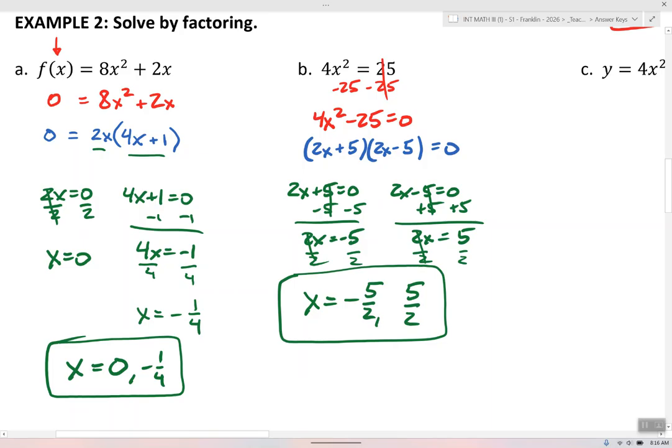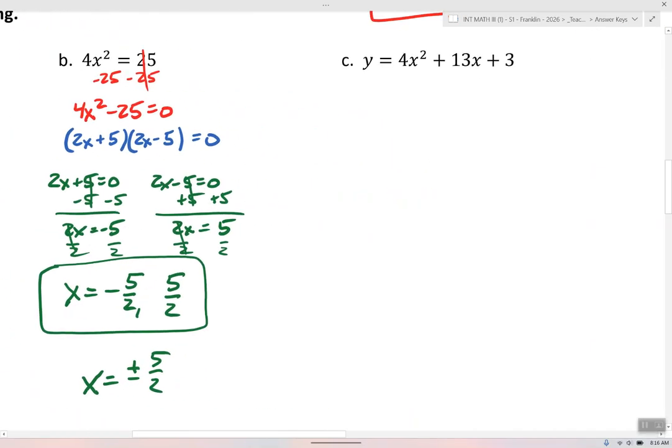You may also see this type of thing written as plus and minus 5 over 2. That means the same thing. You can write them out separately or use that plus and minus symbol as long as it's the same number, just opposite. Okay, lastly, for example C, again, we want to replace y with 0.